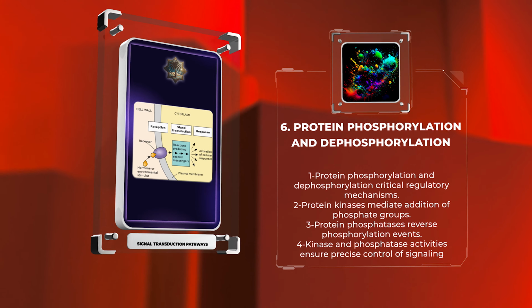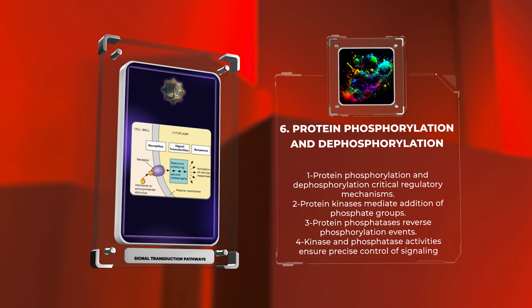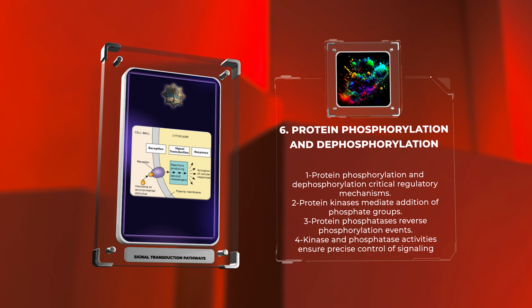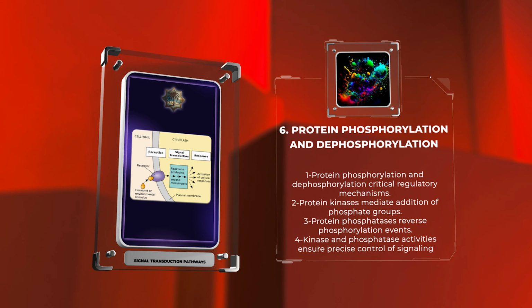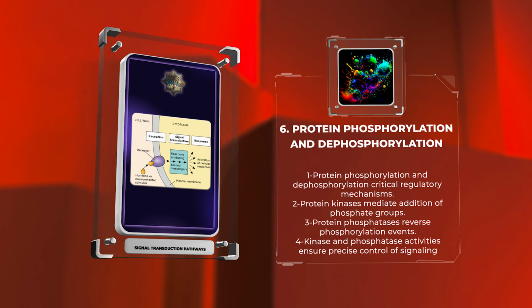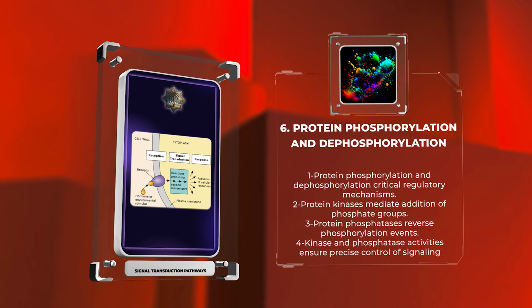Protein phosphorylation and dephosphorylation are critical regulatory mechanisms in cell signaling. Protein kinases mediate the addition of phosphate groups to specific amino acid residues, typically serine, threonine, or tyrosine. This activity alters protein conformations, interactions, enzymatic activities, and subcellular localization. On the other hand, protein phosphatases reverse these phosphorylation events, restoring proteins to their original state. The delicate balance between kinase and phosphatase activities ensures precise control of signaling pathways and prevents aberrant cellular responses.